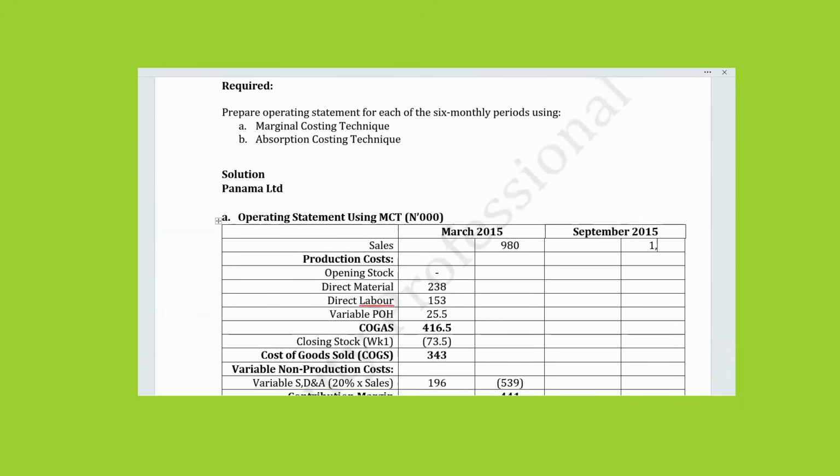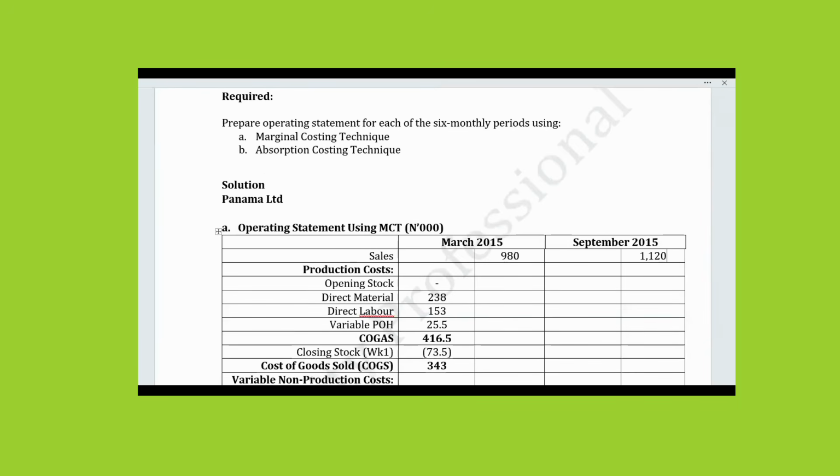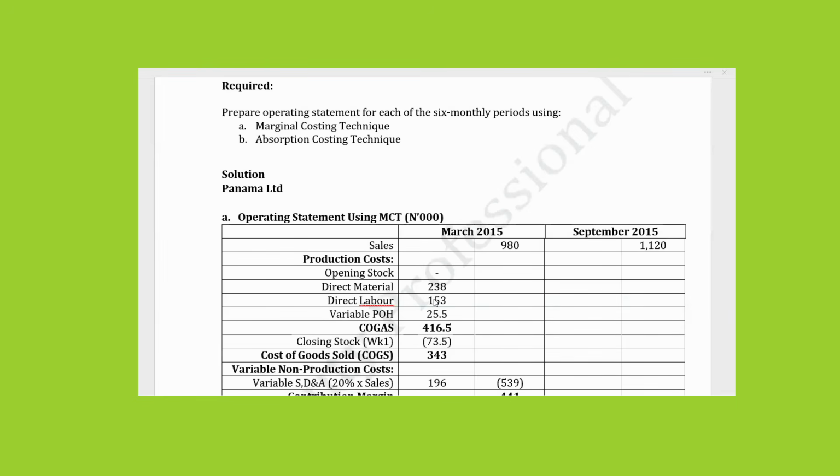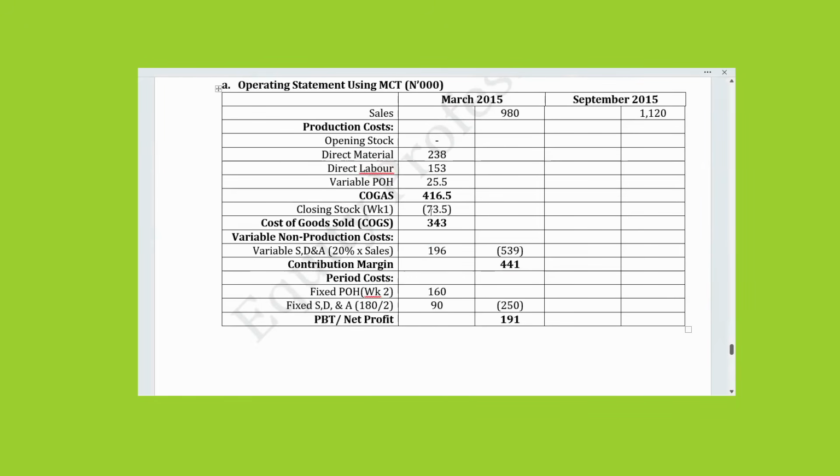112,000. Be 20,000. 1,120,000. Yes, 1,120,000. Are you sure? 8 multiplied by 140. 1,120. Okay, that's it. Then the next one, opening stock.